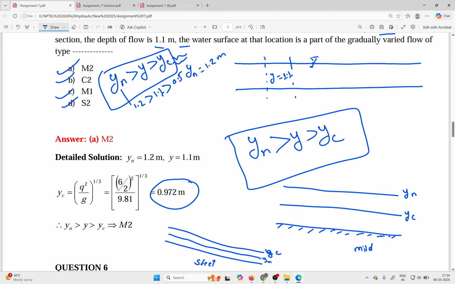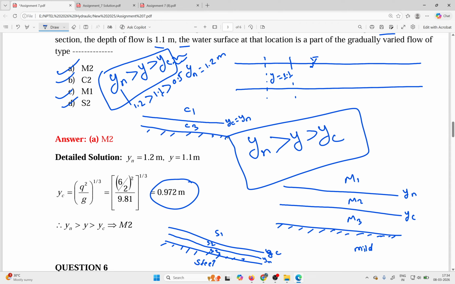So remember please. And what is your critical? So at critical, this is your critical and this is your normal. So here you have C1, here you have C3, here you have M1, M2, M3, S1, S2, S3, like that you have.